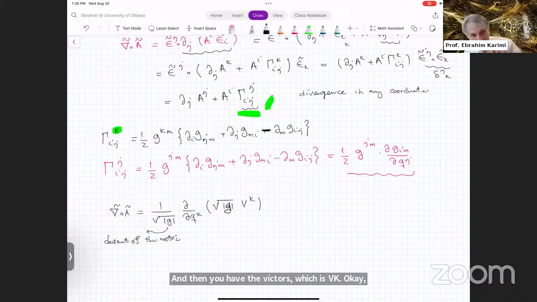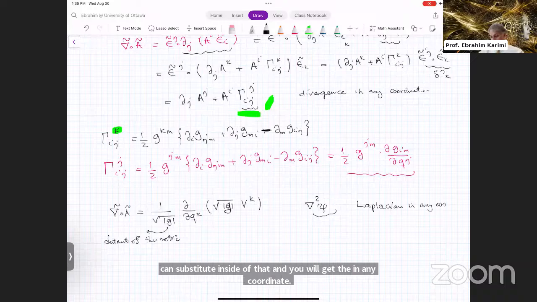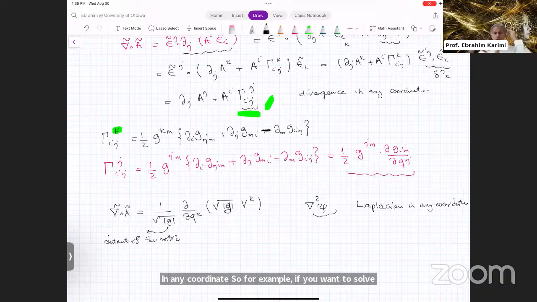And the same way you can do the calculation and find out what is going on with the Laplacian of a scalar. Because the Laplacian will be the divergence of a gradient. So we already did the calculation for a gradient, and you can substitute it inside of that, and you will get the Laplacian in any coordinate. So, for example, if you want to solve a wave equation or Schrodinger equation close to a black hole, or hydrogen atom close to a black hole, you can always use this transformation.